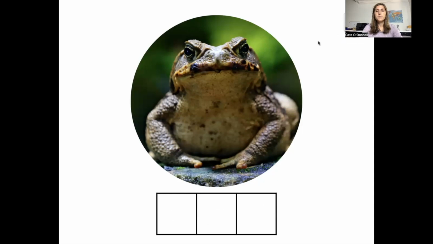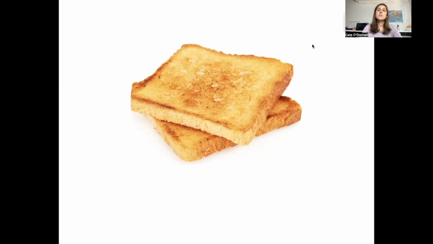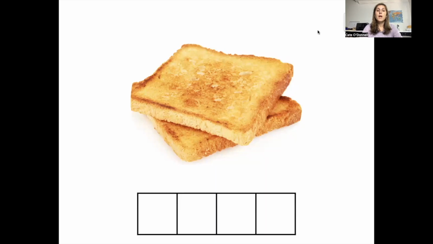Our next picture is toast. Toast. How many sounds do you hear in the word toast? There are 4 sounds in the word toast. What's the first sound you hear? T, t. What letter makes the t sound? The letter T. What's the next sound in toast? T, O. O is O-A. What's the next sound? Toast. Letter S. And what's the last sound in toast? T. T makes the t sound. This is how you spell the word toast.